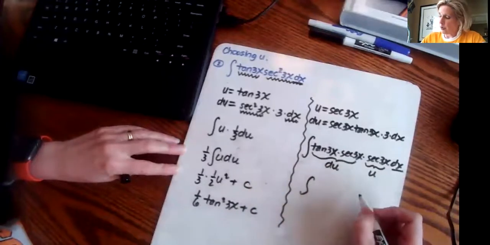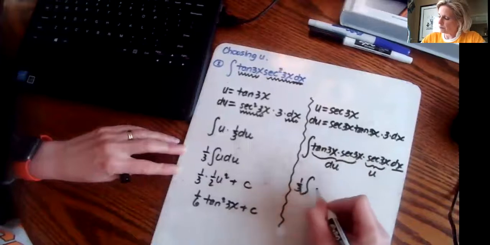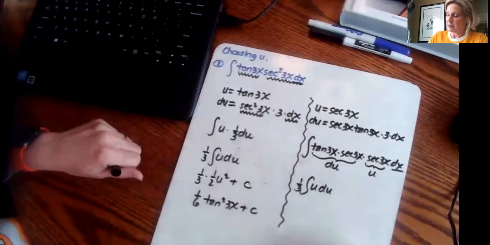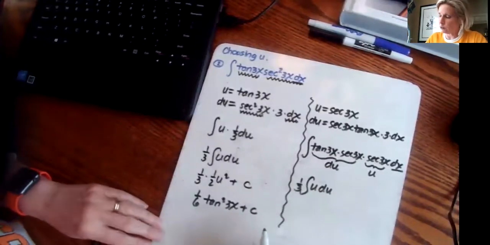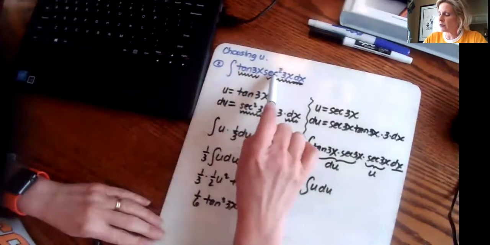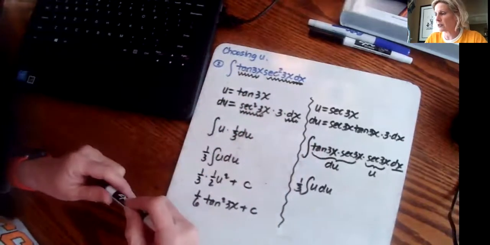So it would wind up being 1/3 my du. So I would wind up in the exact same place. But for me, again, if I'm looking at which do I let u be, it occurs to me that the derivative of tangent is secant squared. So that's a u, and this becomes part of my du. I think it's a little easier.